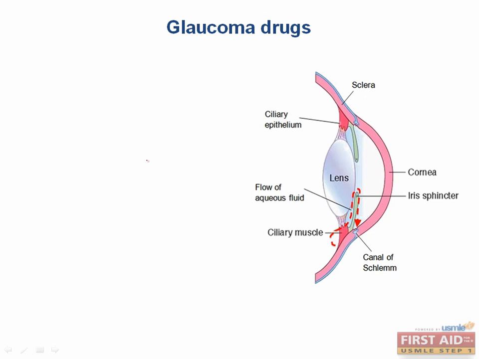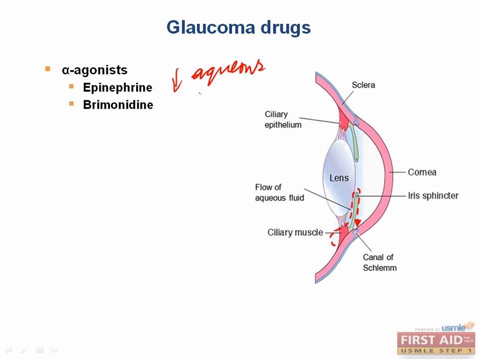Once you understand the pathogenesis of glaucoma, it can be easier to remember which drugs are used to relieve the increased intraocular pressure that occurs. Alpha agonists such as epinephrine and brimonidine decrease aqueous humor production. However, as you may remember, epinephrine cannot be used in closed-angle glaucoma.